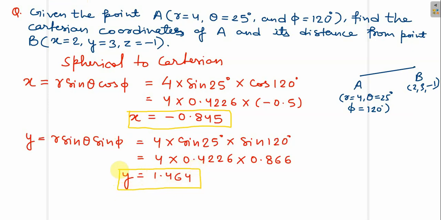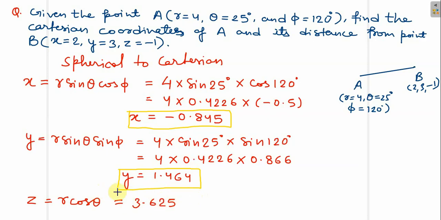Fine. And what is the formula for z? Your z is, z equals r cos theta. Okay, so z equals r cos theta, and the value of r we already know, that is 4. So we directly write the answer, it's easy. So it is 3.625.